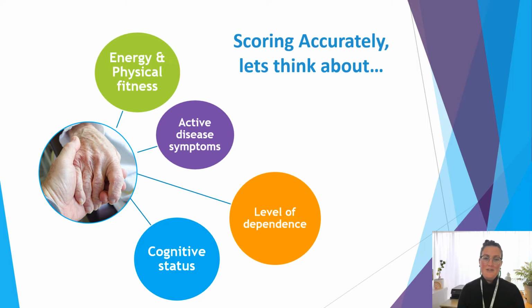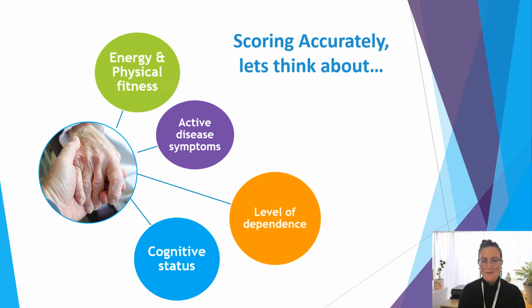So when we're scoring someone using the Rockwood Clinical Frailty Scale, we really need to think about some of the domains that frailty can affect. So we're looking at their energy and physical fitness. We're looking at active disease symptoms, level of dependence, and their cognitive status. We need to ask ourselves questions about the resident so that we get a holistic picture of their current health.